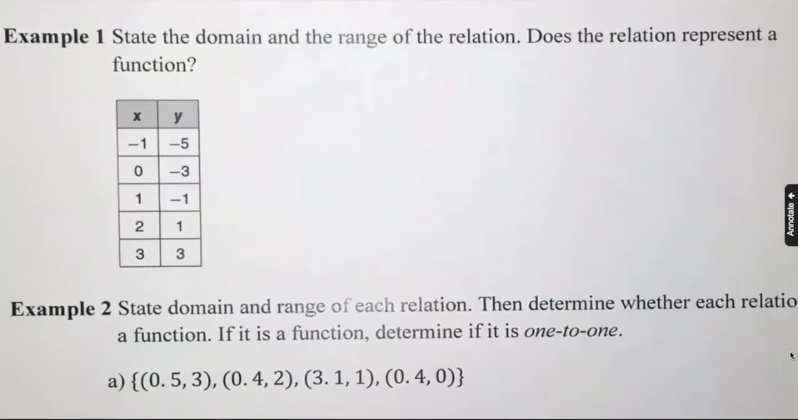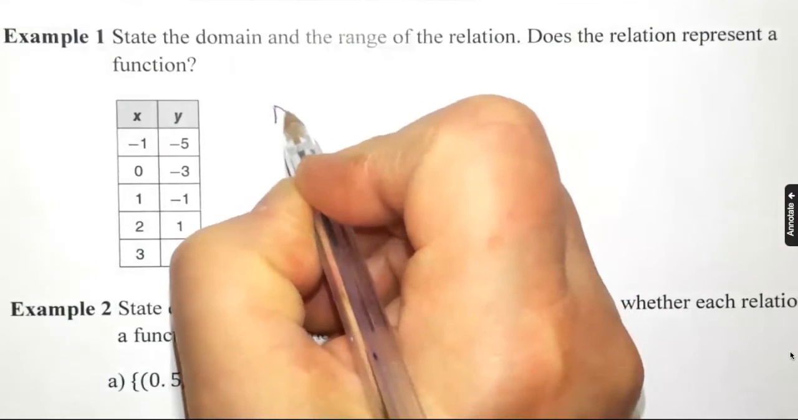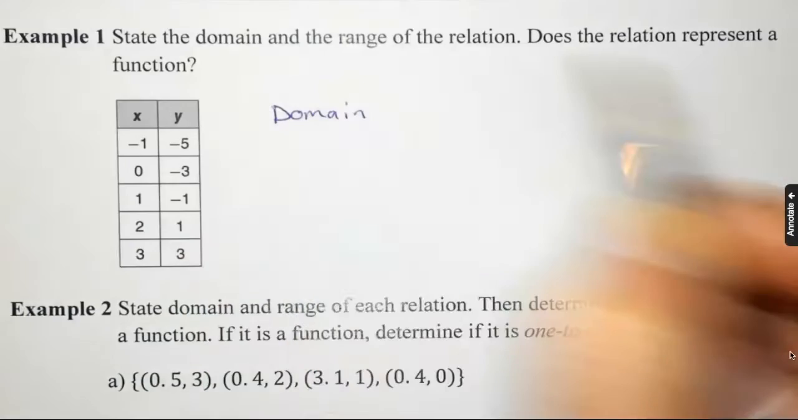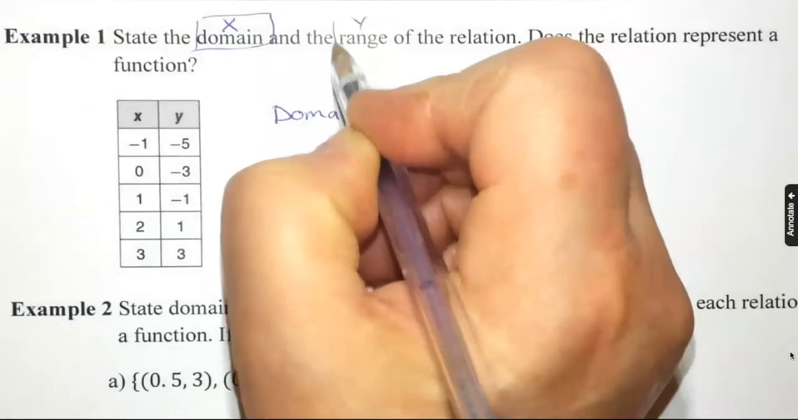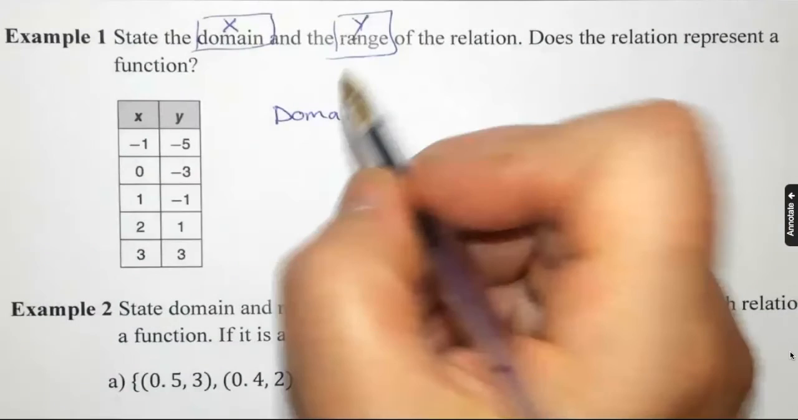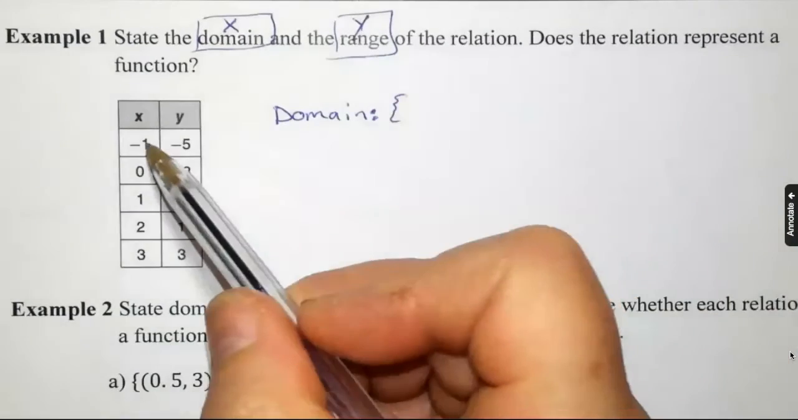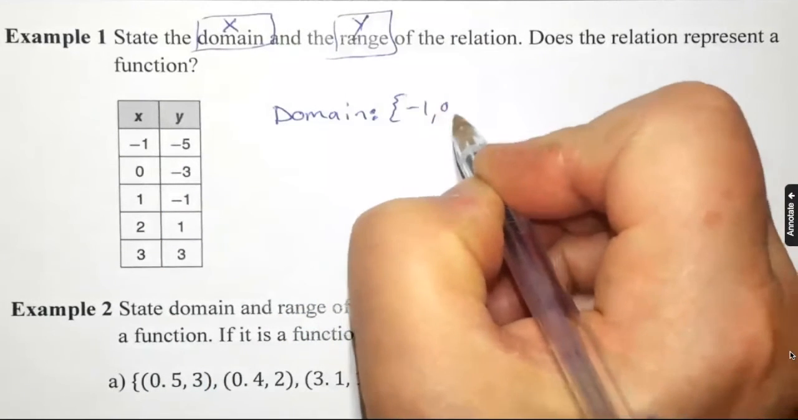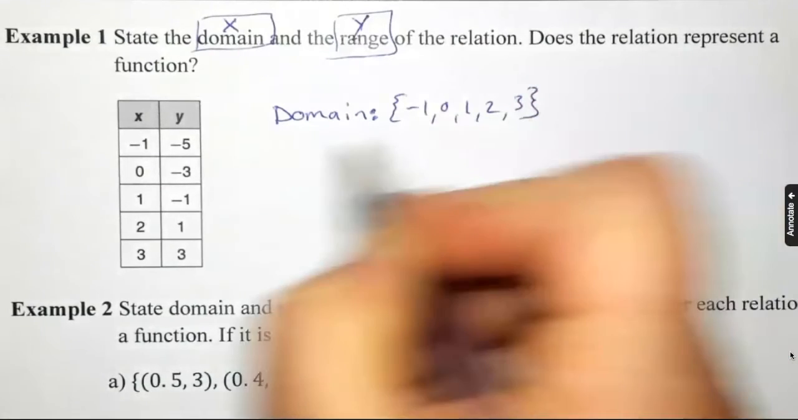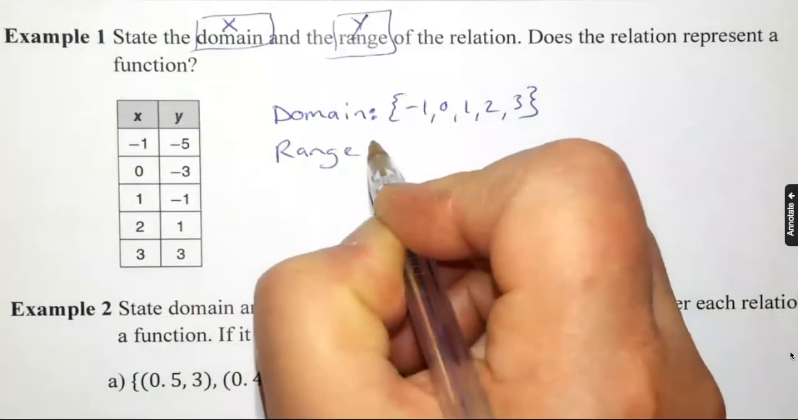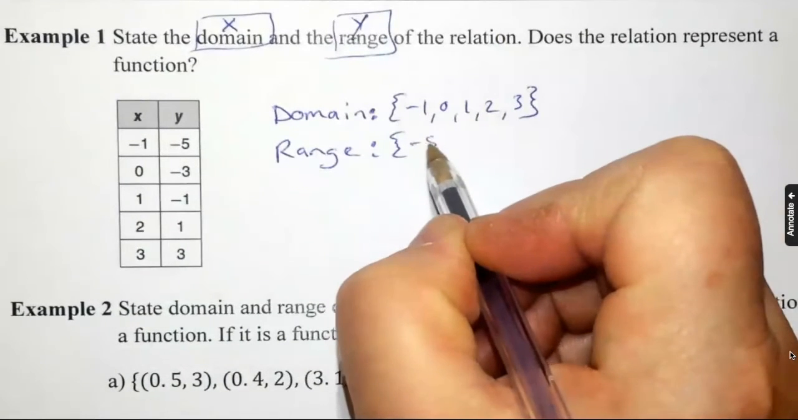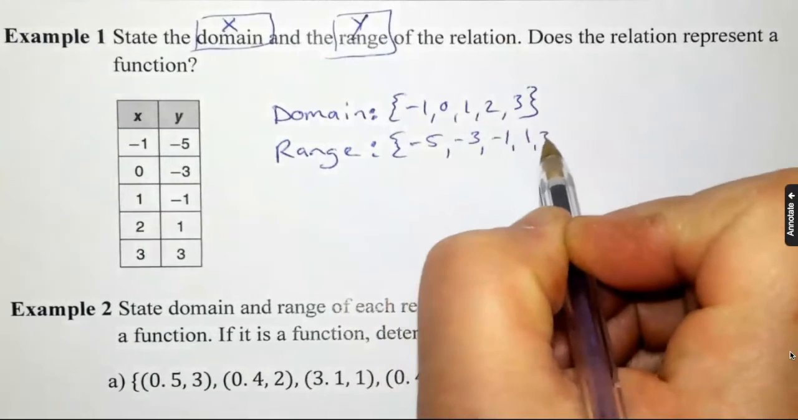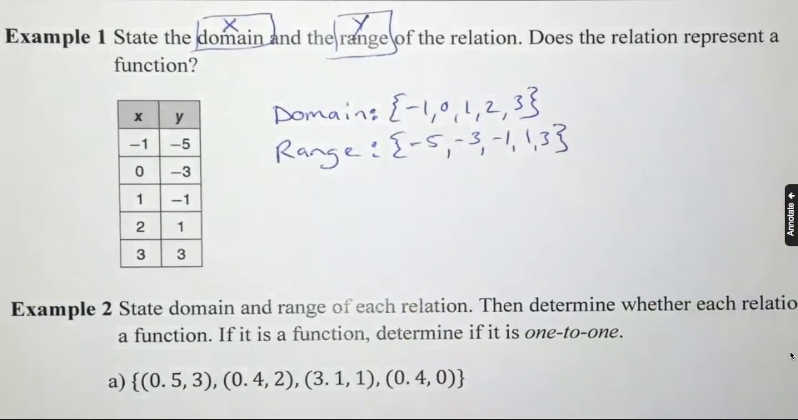Example 1, state the domain and the range of the relation. Does the relation represent a function? The domain. Remember that the domain is about the x values, and the range is about the y values. The domain here then is the set of negative 1, 0, 1, 2, 3. The range is the set of numbers negative 5, negative 3, negative 1, 1, 3. Make sure that you list them least to greatest.